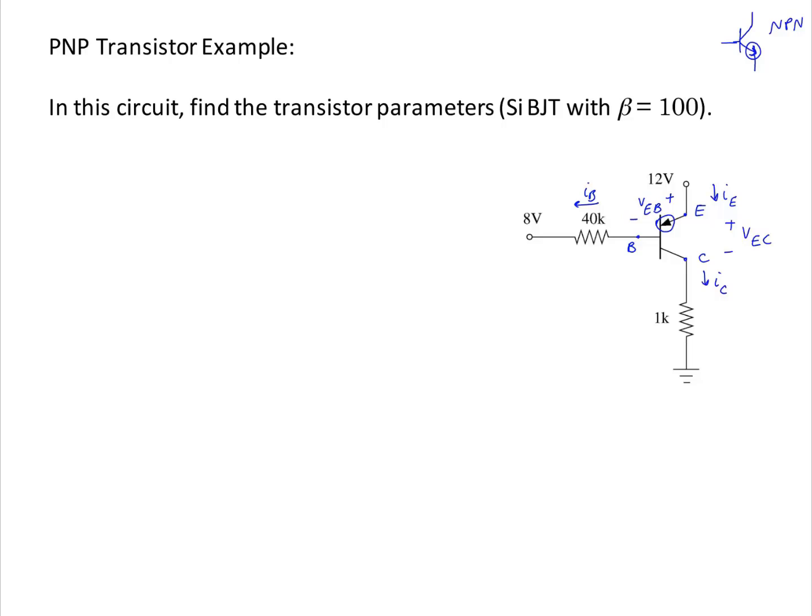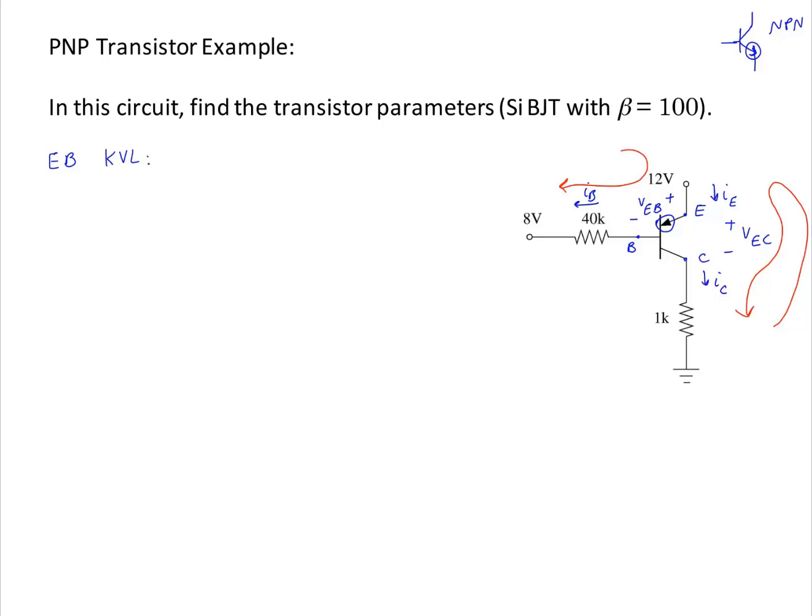You don't need to worry about the base collector voltage, because using KVL you can write V sub BC in terms of the emitter to base and emitter to collector voltages. So if you find only two of them, the third one you can calculate. So we're looking for the voltage of emitter to base and the voltage of emitter to collector. Let me write the KVL. This is my loop for base emitter, and this is my loop for emitter to collector KVL.